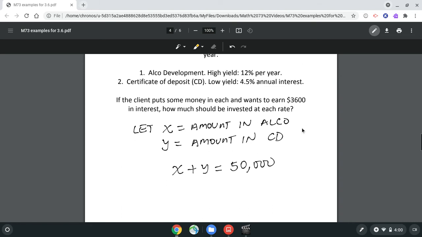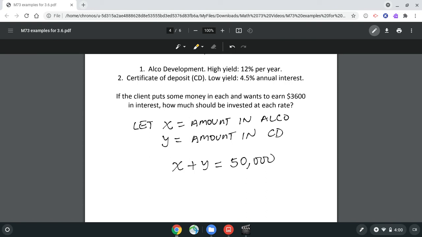So let's see. If we want to figure out the amount of interest earned, X is in Alco, so we get 12% of this amount, so 0.12X, and then here we get 4.5% of this amount, so 0.045Y. This is the interest collected in Alco, and this will be the interest that we collect in the CD. And we want this total amount of interest to be 3,600.